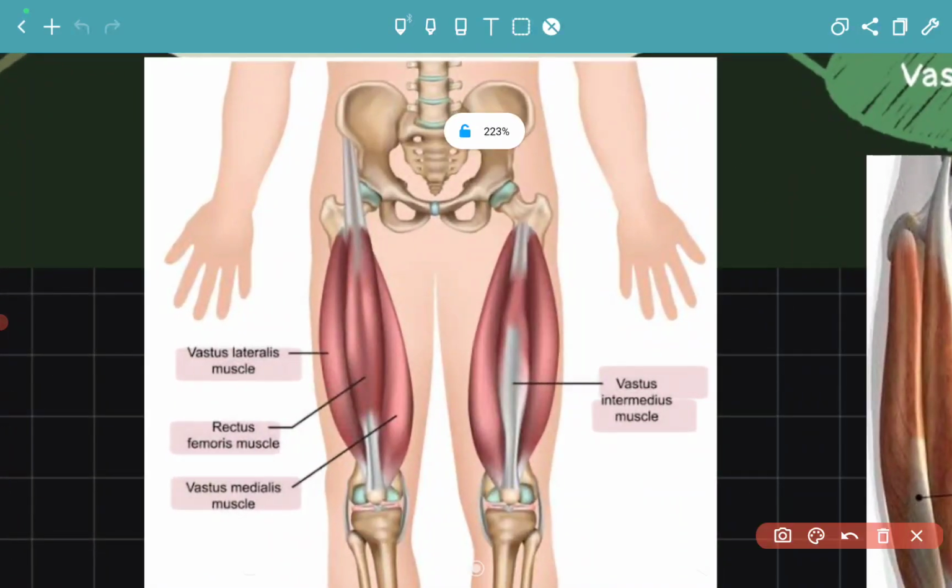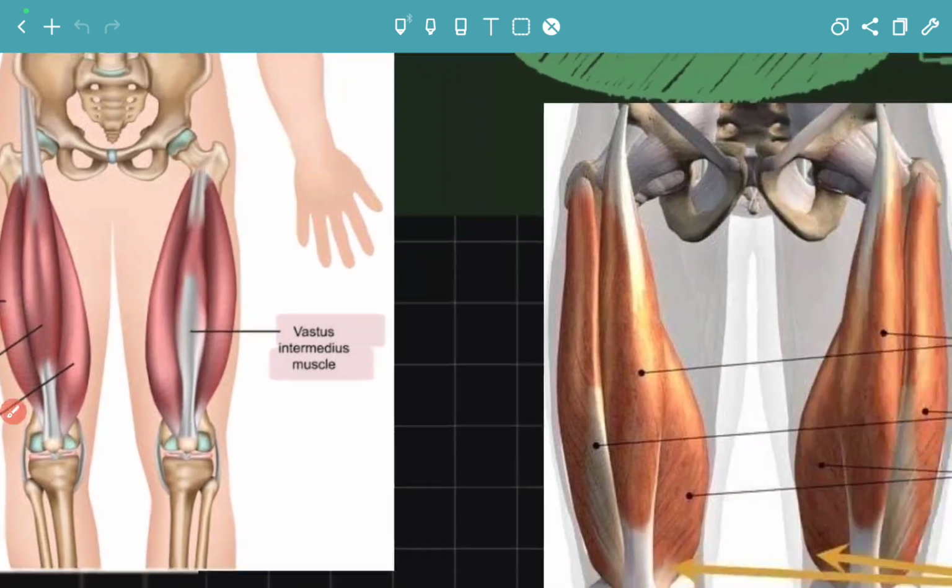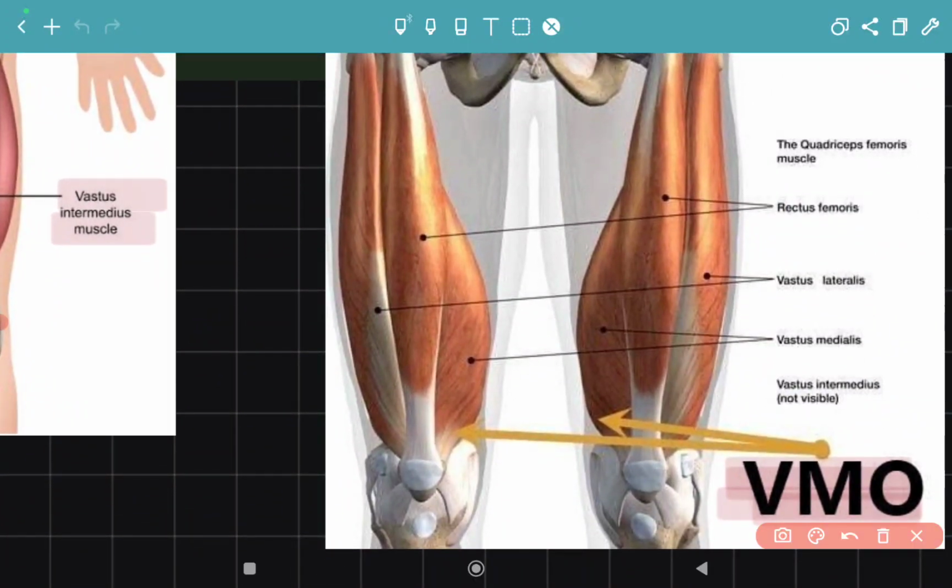Those muscles can be appreciated in this diagram. So this is rectus femoris. Below the rectus femoris, if we remove it, you can appreciate the vastus intermedius muscle, and at the sides of the vastus intermedius, you can see vastus medialis and vastus lateralis. Other than this, we have VMO, vastus medialis obliquus, and the upper part is vastus medialis longus.